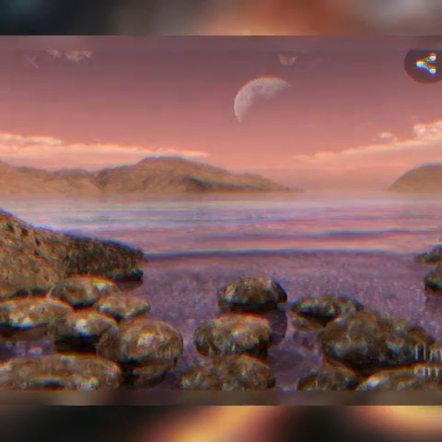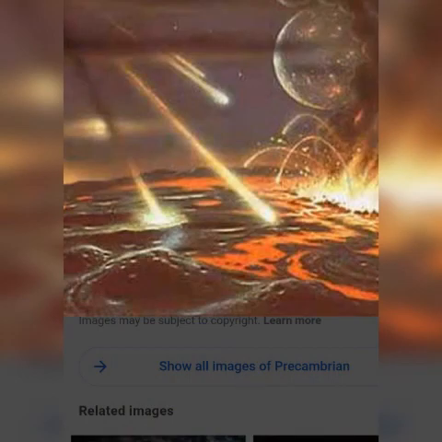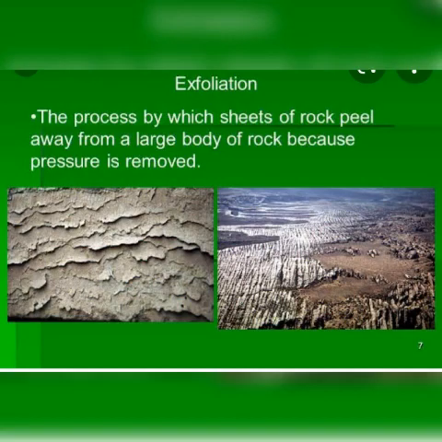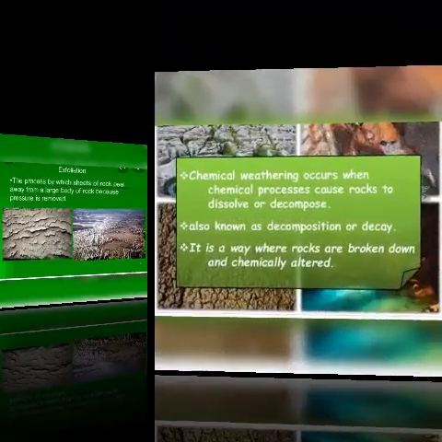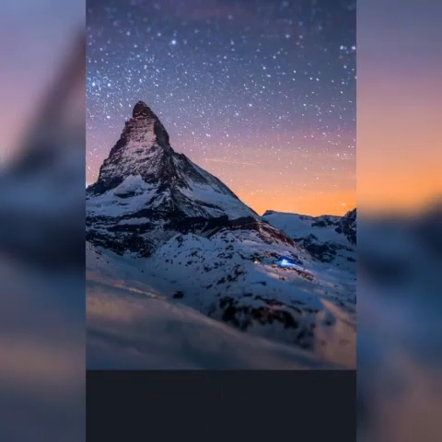Biological weathering is nothing but the penetration and expansion of plant roots, earthworms, animals and human activities, which are the causes of biological weathering.